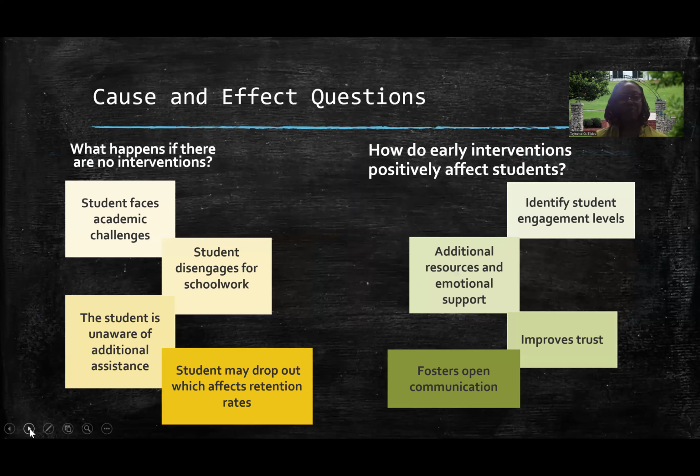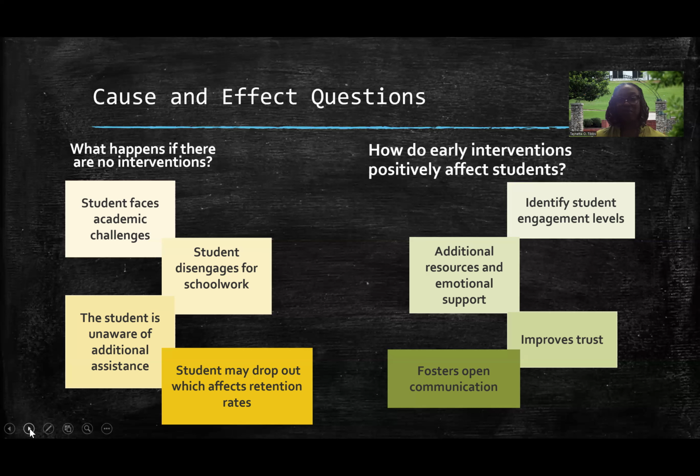And so here are a couple of cause and effect questions that I wanted to address. One is, what happens if there are no interventions? If there are no interventions, then the students will face academic challenges, of course. The student will disengage in their schoolwork. They won't be knowledgeable of any additional assistance that they have, and they may possibly drop out, which of course will affect your retention rates.